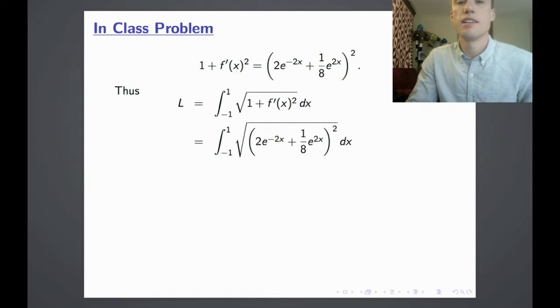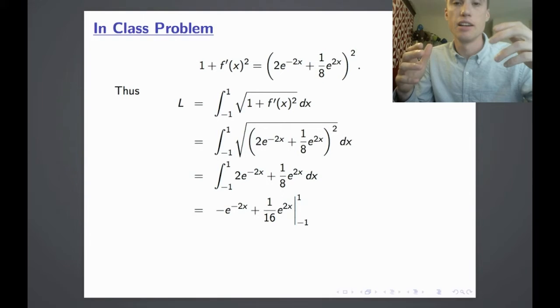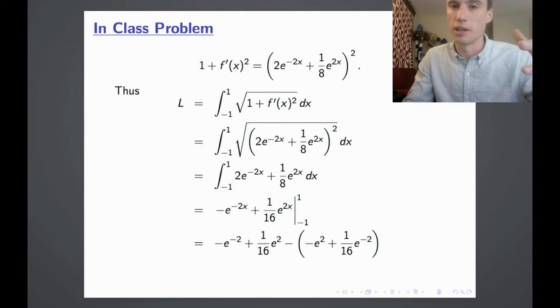Note that e to the x is always a positive function, so under the square is always positive. So we can cancel the square root and the square, no problem. We're left integrating from negative 1 to 1, 2 e to the negative 2x plus 1 over 8 e to the 2x with respect to x. So this is just negative e to the negative 2x plus 1 over 16 e to the 2x evaluated from negative 1 to 1. After a little bit of algebraic simplification, this is 17 over 16 times e squared minus e to the negative 2. This concludes the in-class problem.